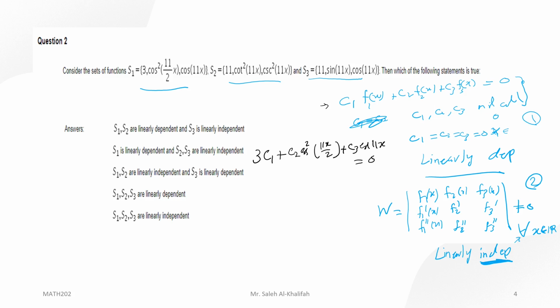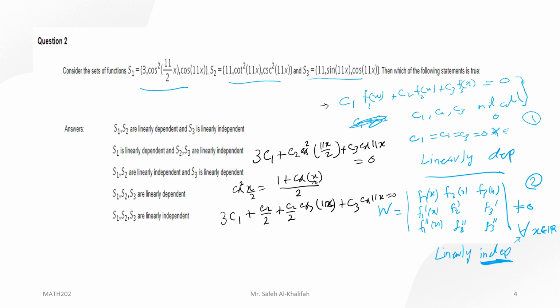الان اتذكر double angle formula that says cosine square of x over 2 is nothing but 1 plus cosine of x all over 2. الآن عندي 11x over 2، أعوض بدل x 11x، فراح يطلع لي c1 over 2 plus c2 over 2 and cosine of 11x. Then plus c3 cosine 11x equal to 0.